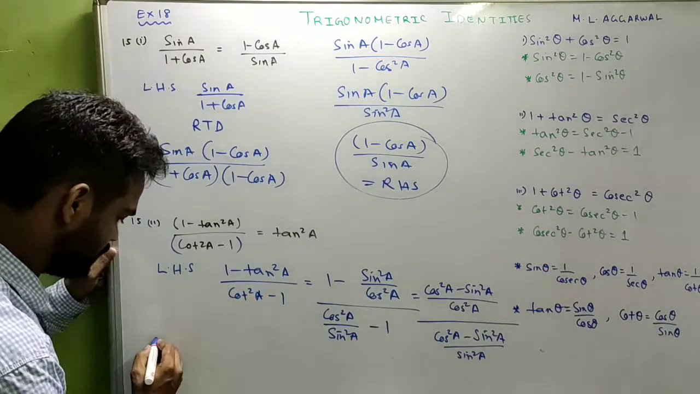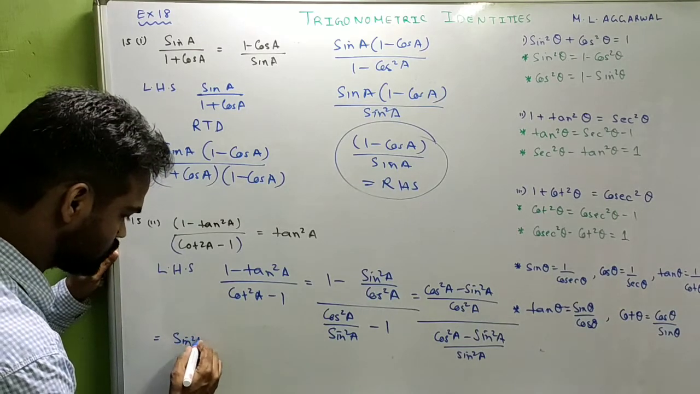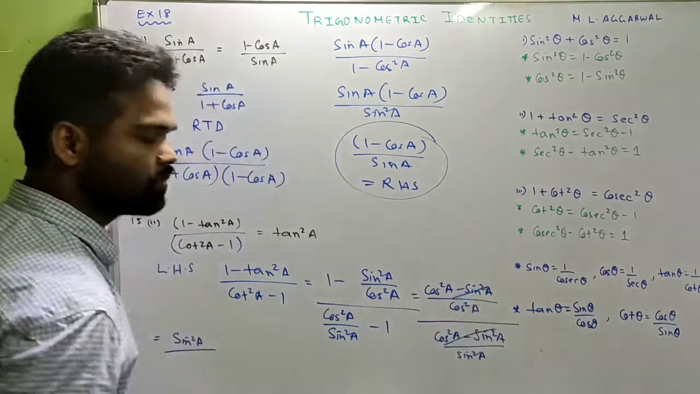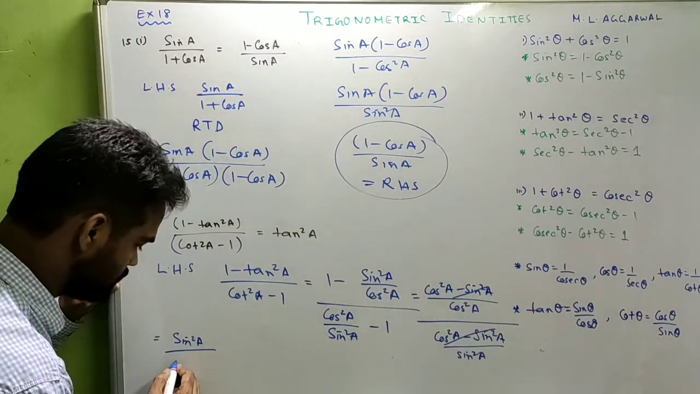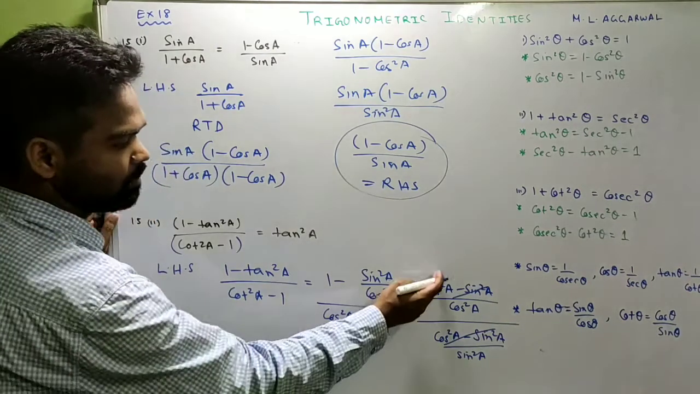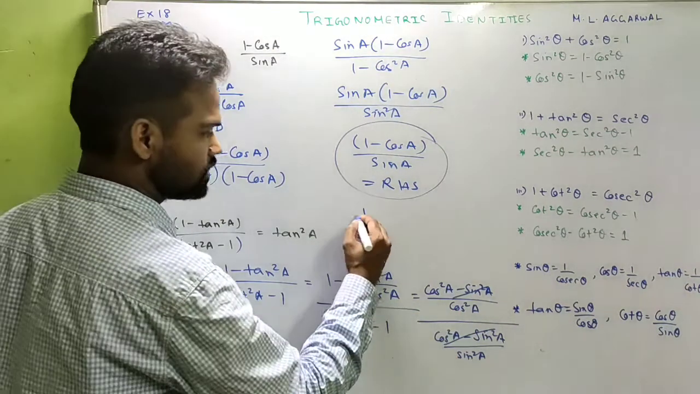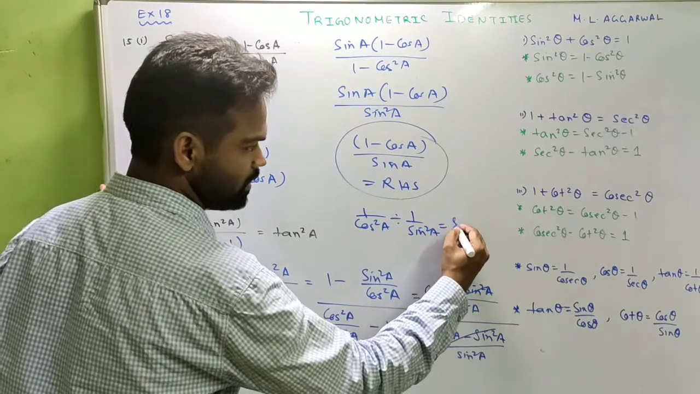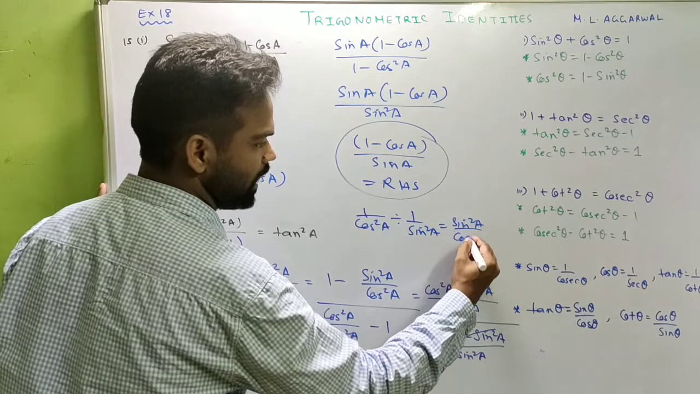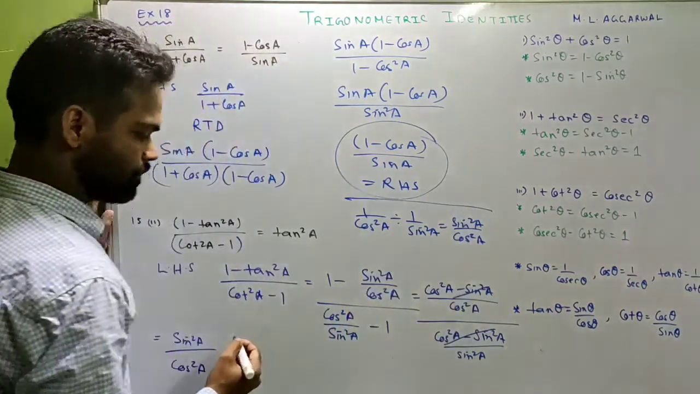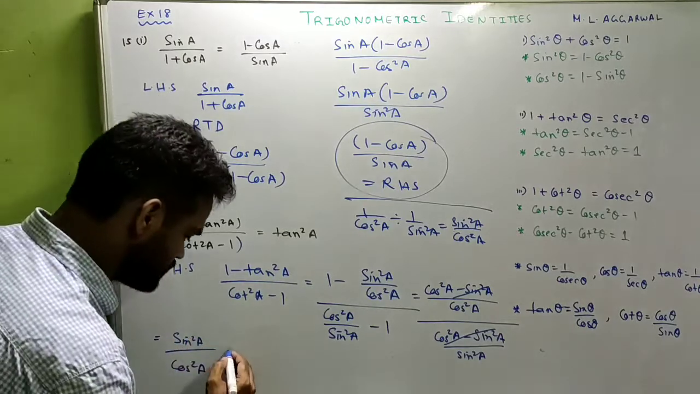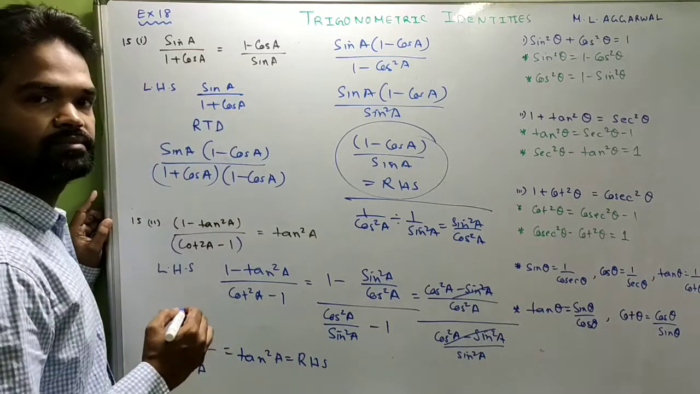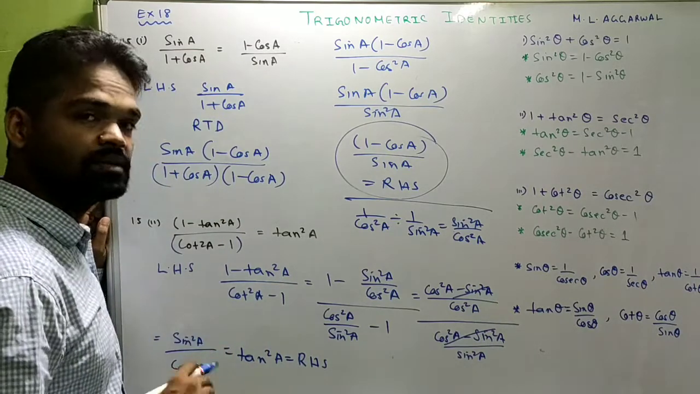Which, when you simplify, becomes something like sine square A by, see, this and this cancels out. So this becomes sine square A by cos square A. Because 1 by cos square A divided by 1 by sine square A. See, it is 1 by cos square A divided by 1 by sine square A. So this will be ultimately sine square A by cos square A, isn't it? Now sine by cos is tan. So this becomes tan square A, which is equal to RHS. Proved. Done. Now let us look at the next sum.